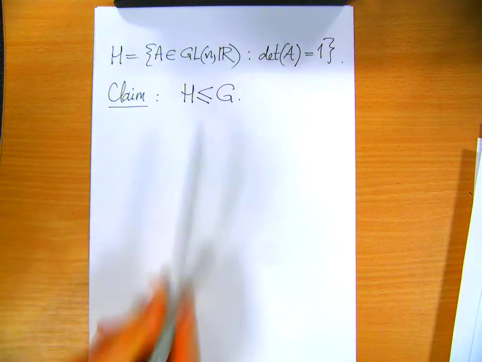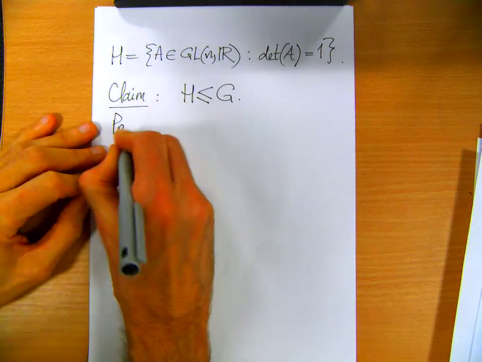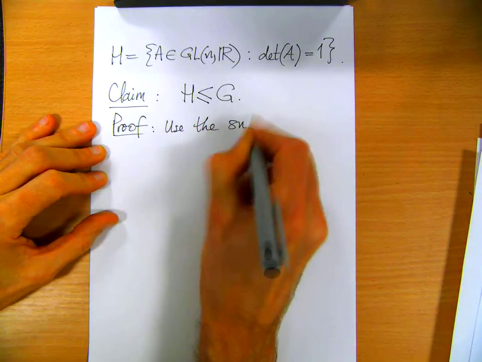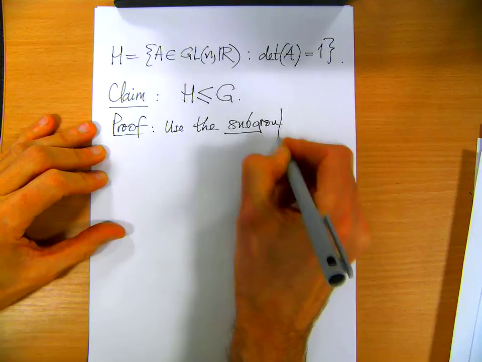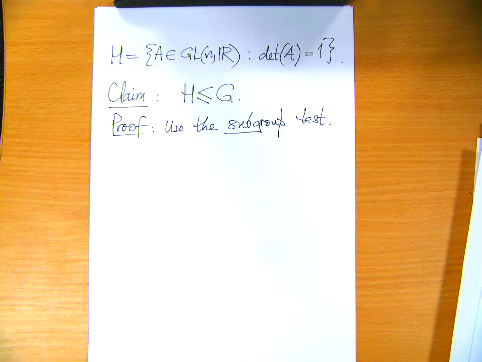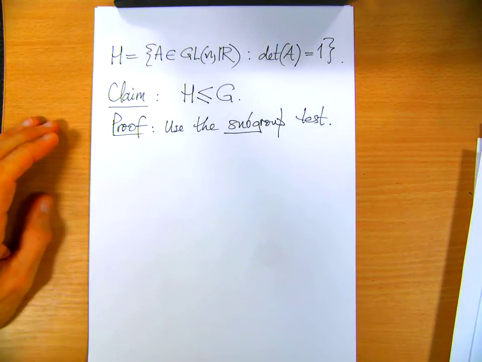So remember, we use this less than or equal symbol for subgroup. So it's a pointy symbol as opposed to the rounded subset symbol. So we're going to use the subgroup test, the theorem that we've just proved. So we've got to establish that conditions 1, 2 and 3 hold.